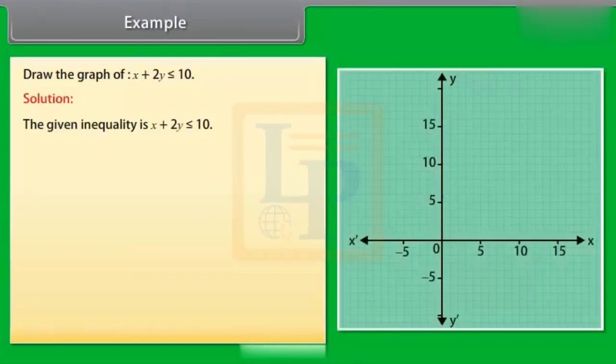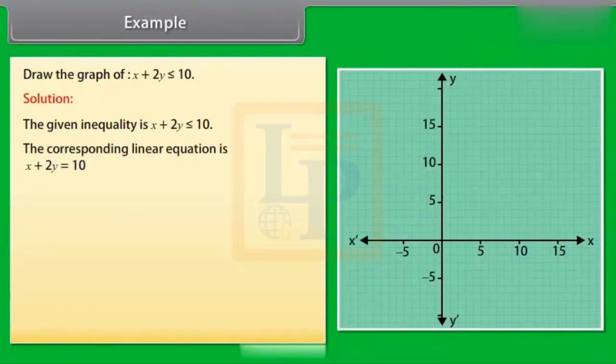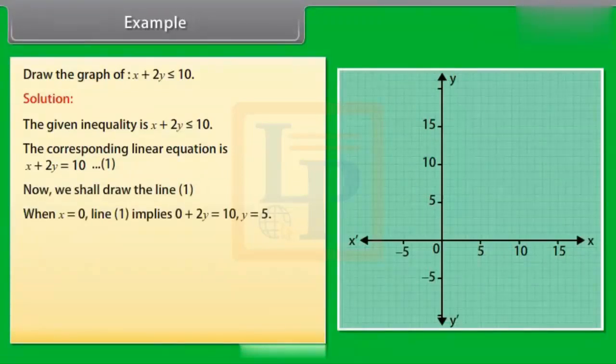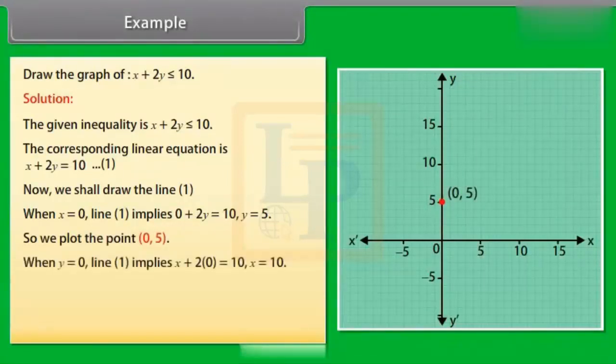Solution: the given inequality is x plus 2y less than or equal to 10. The corresponding linear equation is x plus 2y is equal to 10. Name it as 1. Now we shall draw line 1. When x is equal to 0, line 1 implies 0 plus 2y is equal to 10, y is equal to 5. So we plot the point (0, 5). When y is equal to 0, line 1 implies x plus 2 into 0 is equal to 10, x is equal to 10. So we plot the point (10, 0).